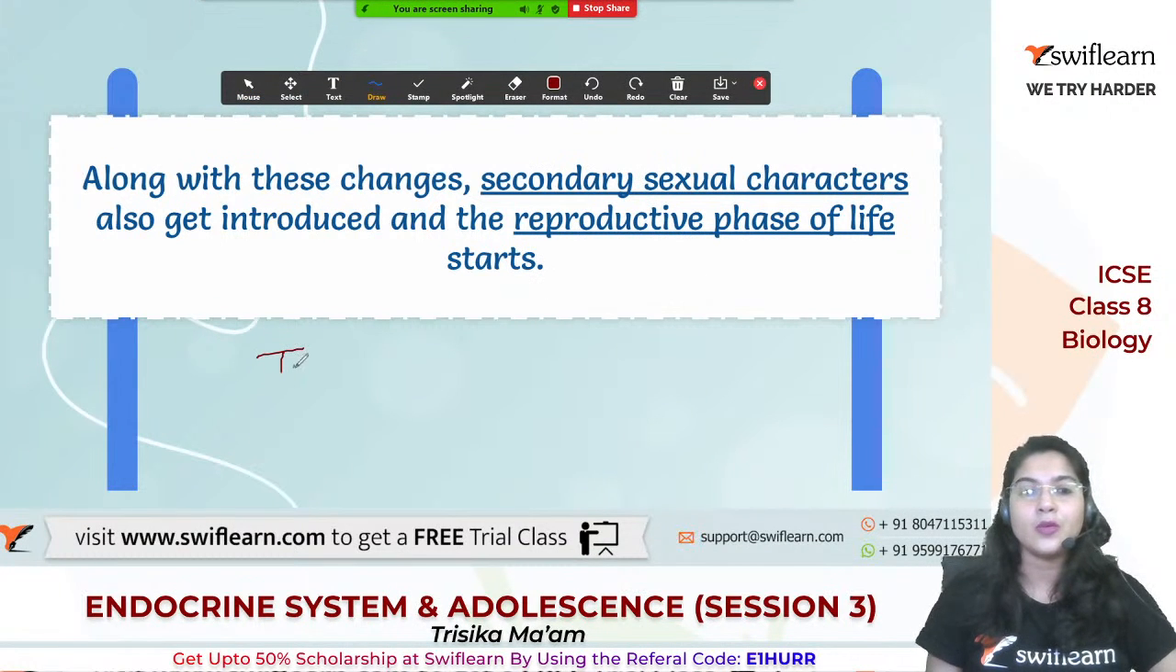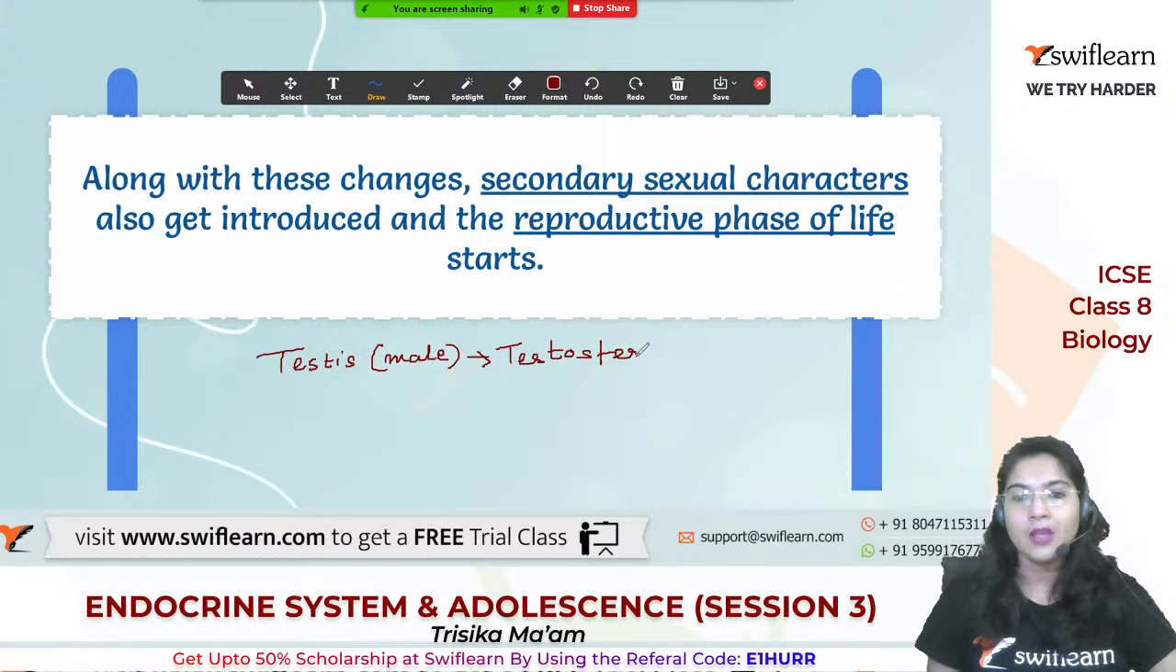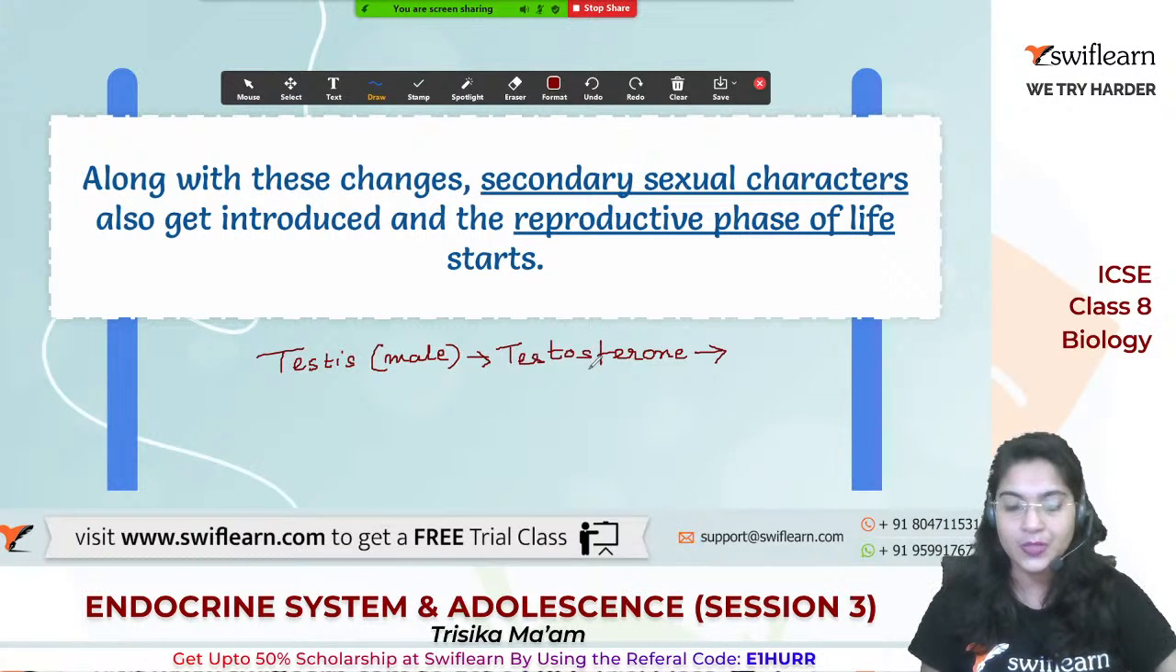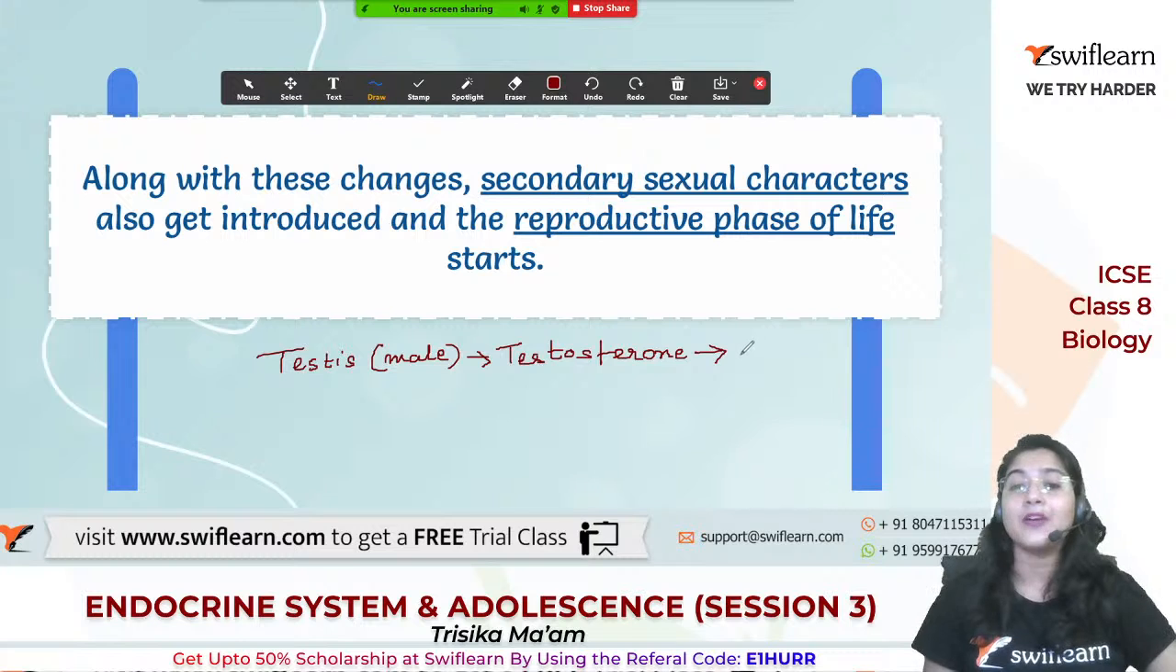So we already know the growth and development of the testis takes place in case of the male, and that is why the secretion of testosterone takes place, which is the male hormone. And for that, along with a lot of different bodily changes, the gamete formation also takes place. Okay, the gamete formation. What is the male gamete? Definitely sperms are the male gamete.